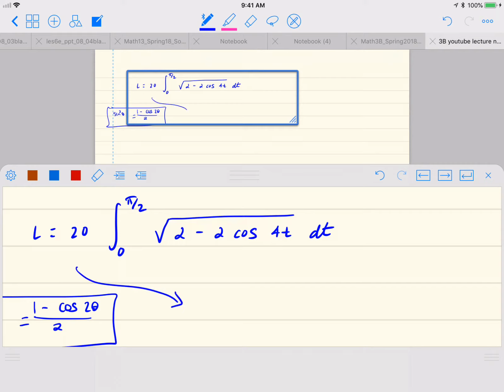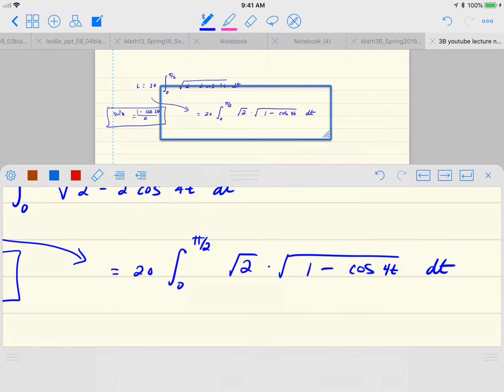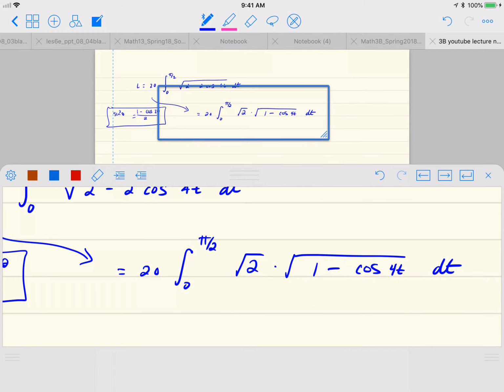Okay, so do you see how we can, so here we are. So L is going to be equal to 20 times the integral from 0 to pi over 2. Now I'm going to pull out that 2, square root of 2, times the square root of 1 minus cosine 4t dt. Now the 1 minus cosine 4t, that's the same thing as 1 minus cosine of 2 times 2t.